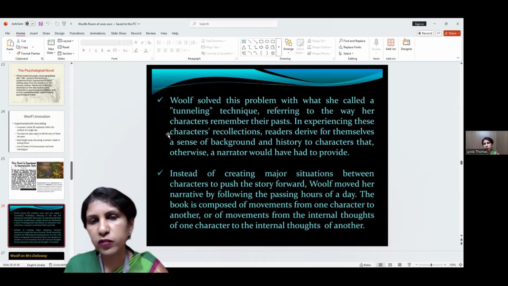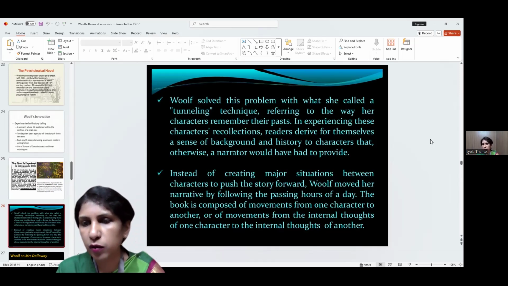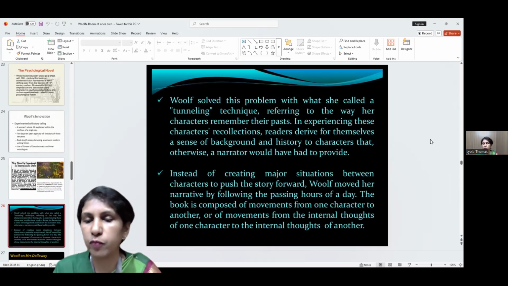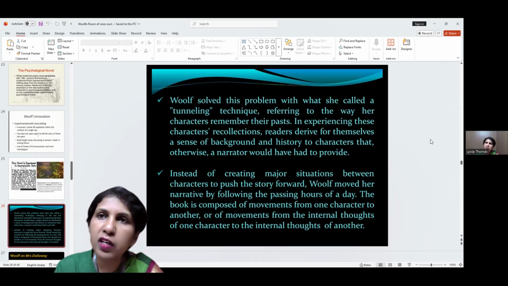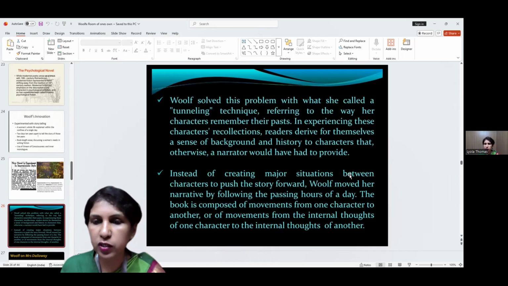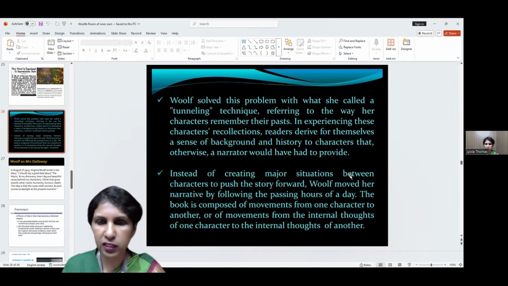Woolf is also known for something she herself called the tunneling technique, in which she makes characters recall past events. In experiencing these characters' recollections, readers derive for themselves a sense of background and history to what the characters underwent. It, in effect, takes the place of what a narrator would have had to provide. Instead of creating major situations in which a narrator would have to provide these details, she takes us into the mind of the characters and creates situations to push the story forward.